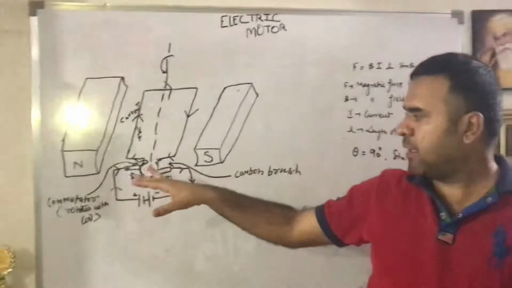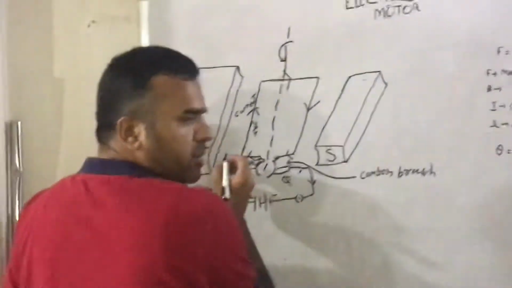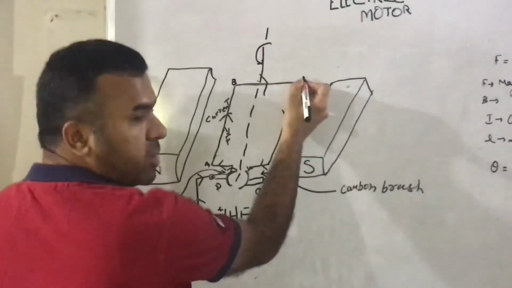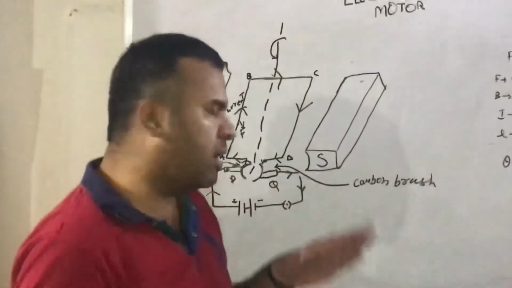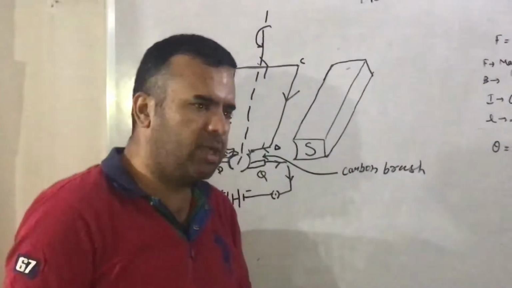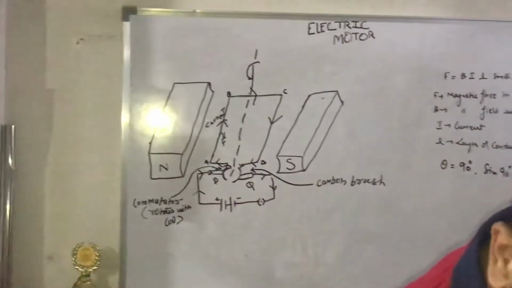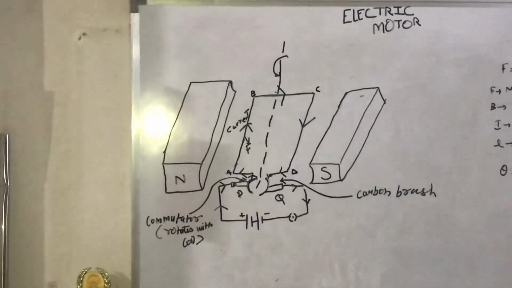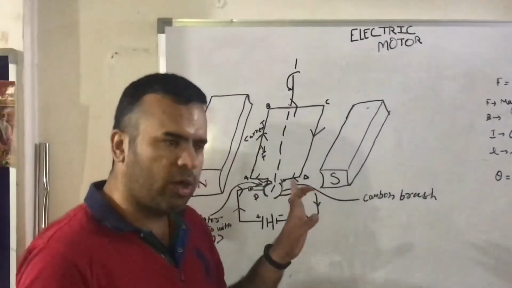Here you can see the rectangular coil, whose name is ABCD. The left arm is AB, the right arm is CD, right? You can tally it with the figure which is given in Lakshmi Singh on page number 90. This is a rectangular coil.